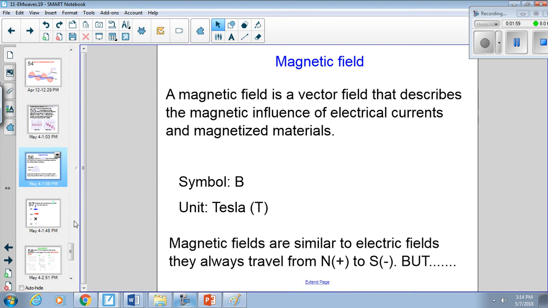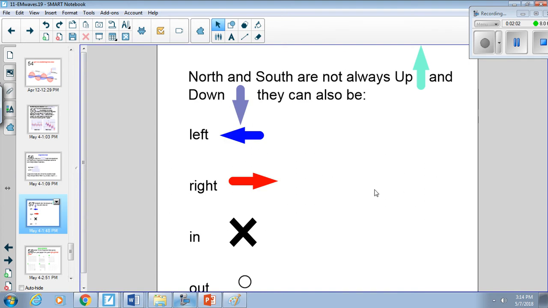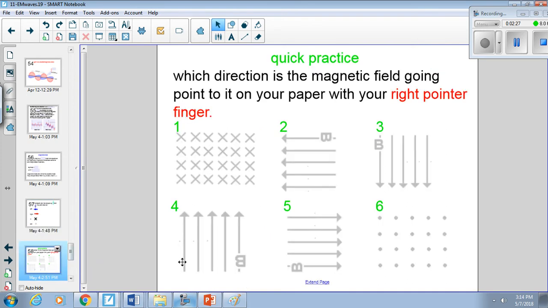But in reference to your paper, it can go up on your paper, it can go down on your paper, it can go left on your paper, it can go right on your paper, and it can go into your paper and out of your paper. So I suggest pausing this video and taking your pointer finger and practicing the directions that they're going. So your pointer finger is going to represent your magnetic field. Practice it going into your paper. Practice it going to the left, practice it going down, practice it going up, right, and out. This one can be a little bit tricky to get your hand going out of the paper, but remember, your pointer finger is showing the direction of your magnetic field.